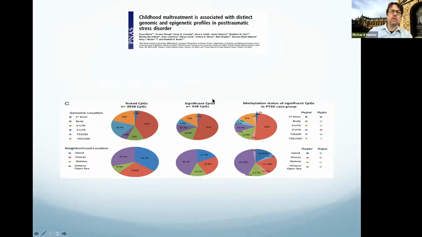But what we're looking at here is changes in CpGs, and CpGs are basically methylated cytosines that are next to guanosines. These are the most common form of DNA modification, this particular base pair. And you can see that there are major changes in the methylation status of CpGs in folks who have PTSD in this particular study versus controls.